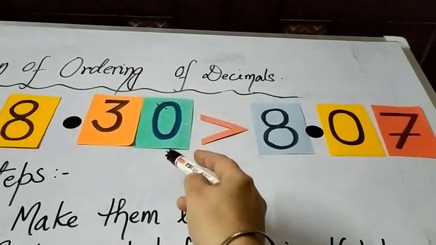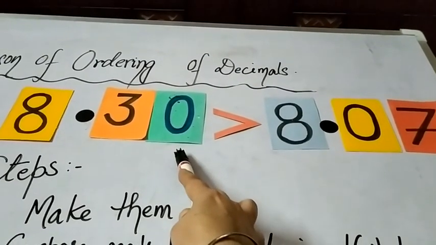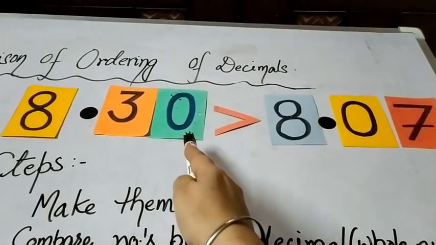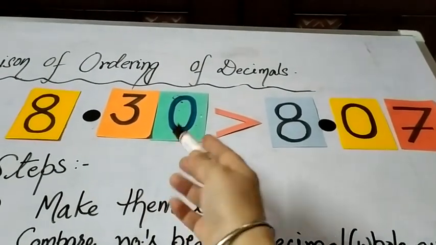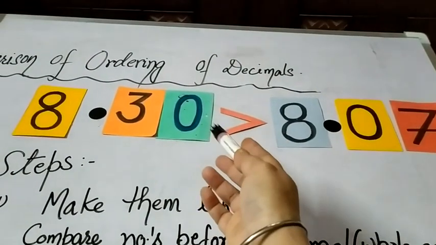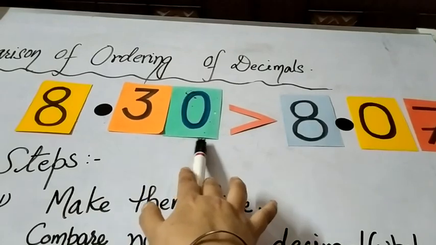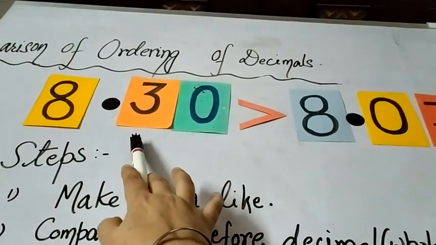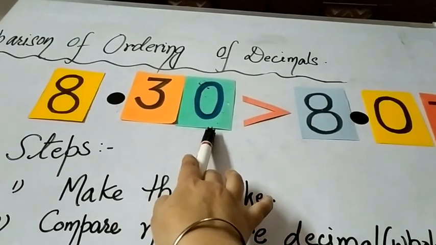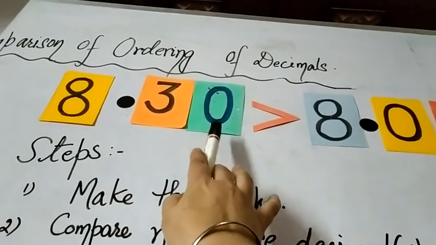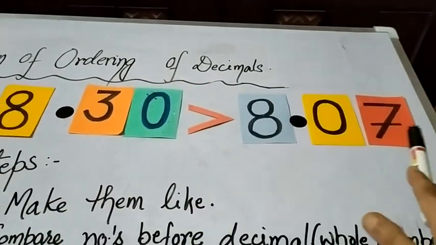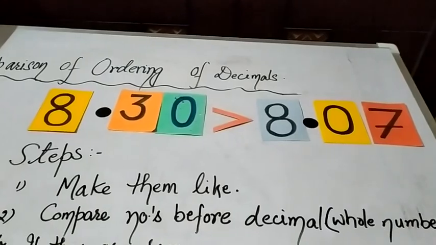There is no need to read the zeros at the end, because I have already told you that zeros at the end of the decimal part have no value. You can skip it, you can read it, but it does not add any value to the number. 0.30 and 0.3 will be the same. That is why we read the digits individually after the decimal. We don't read it like thirty, we read it like three zero. But while comparing, you can read it as thirty, so that it becomes easy for you to compare them.